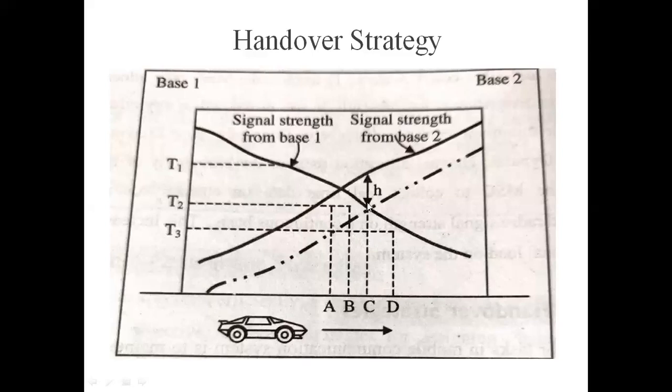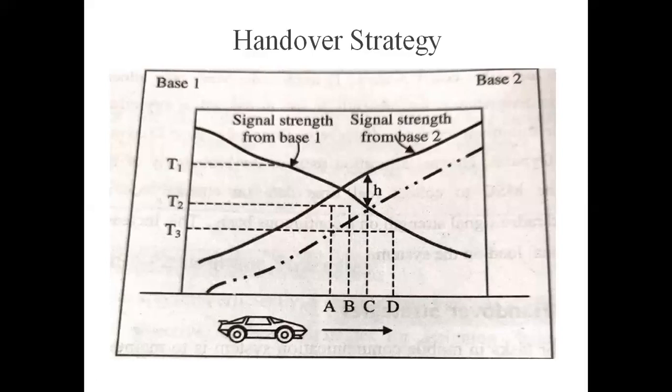That means here, basically hysteresis, you can see that this is the signal strength from base 1, and it is getting down from the signal strength from base 2. Now the signal strength from base 2 is getting more powerful, and you can determine it by this hysteresis margin. So that is why at point C, a user can experience the handover. And this technique minimizes the so-called ping pong effect.